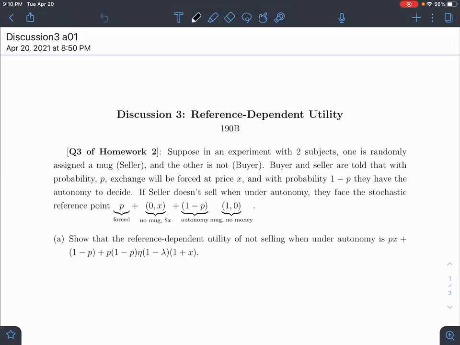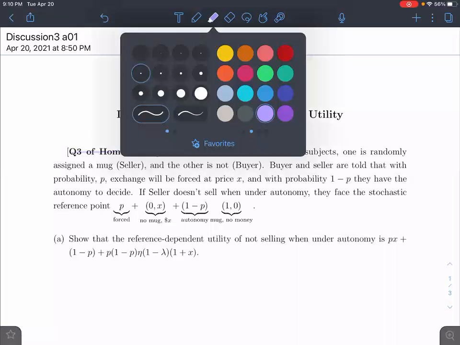Okay, hello everyone. Today I'm going to solve question 3 of homework 2, possibly the most difficult question in this homework. We are in reference dependent utility, so let's begin. Let me read the question again. Question 3 of homework 2 says, let me use a thick one.